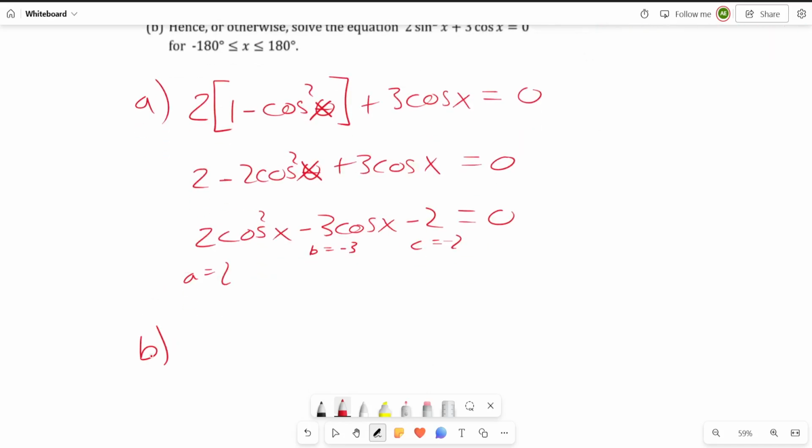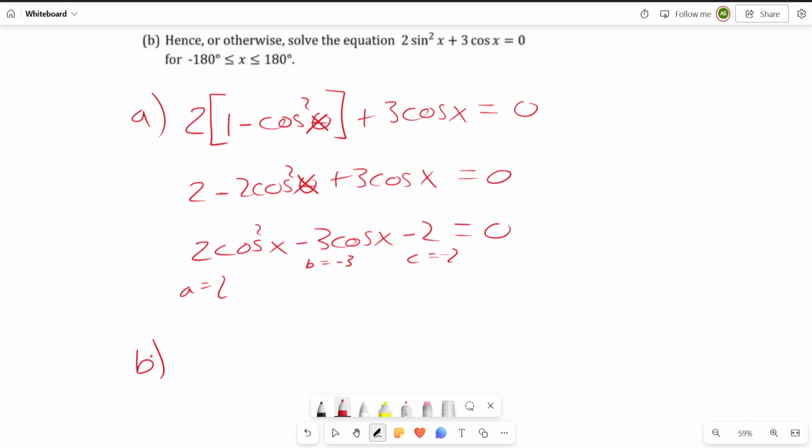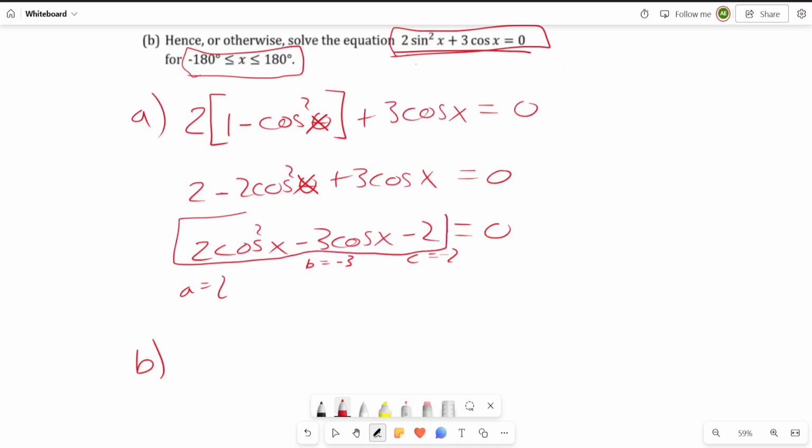Let's move on to part B. Part B says, hence or otherwise solve this equation equals 0 for this range. So again, I'm working with degrees, so I'll make sure that my angle is in degrees. So let's see how we can solve this. Basically this can be written in this form, and the question asked for it for a reason. It eases my calculation.